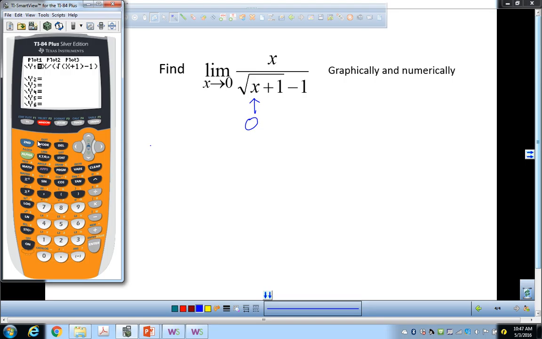So what is a number close to 0 on the left side of 0? Negative 0.01 or negative 0.1 or something like that. So I'm going to plug in negative 0.01, okay? And I'm going to go in increments of 0.001, okay? I want to see what's happening to this function as I approach 0. So now I'm going to look at my table. So I'm getting closer and closer to 0. What number does it appear that I'm getting closer and closer to as I approach 0 from either side?